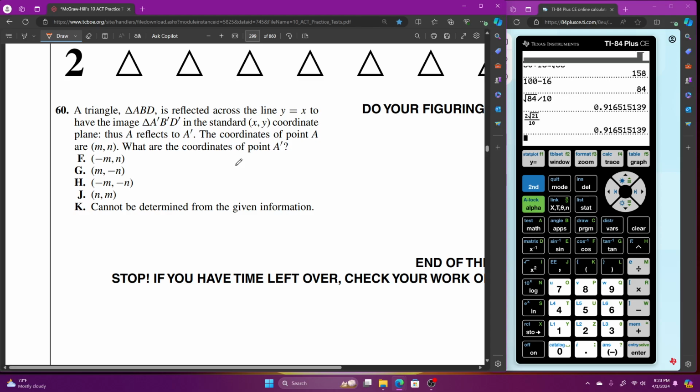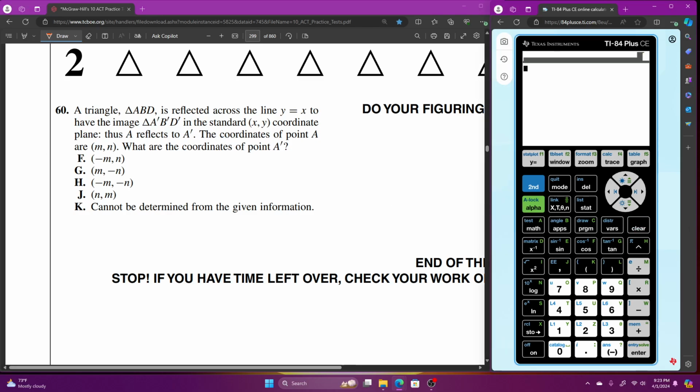Question number 60 says, a triangle ABD is reflected across the line y equals x to have the image triangle A prime B prime D prime in the standard XY coordinate plane. Thus, A reflects to A prime. The coordinates of point A are M, N. What are the coordinates of point A prime?